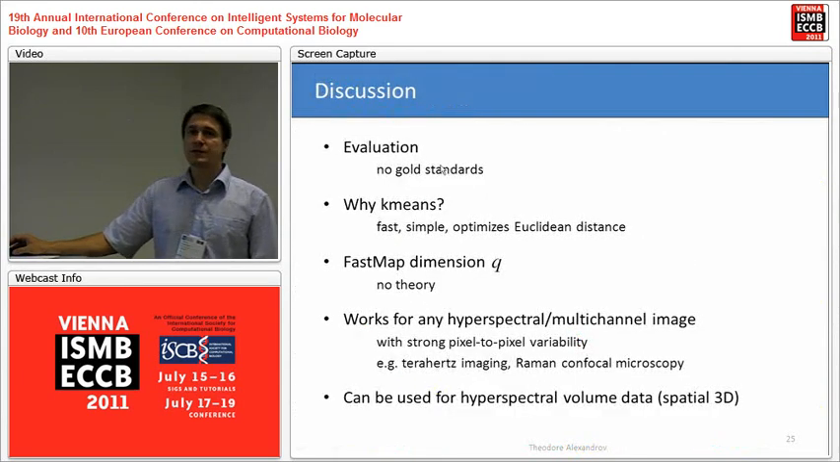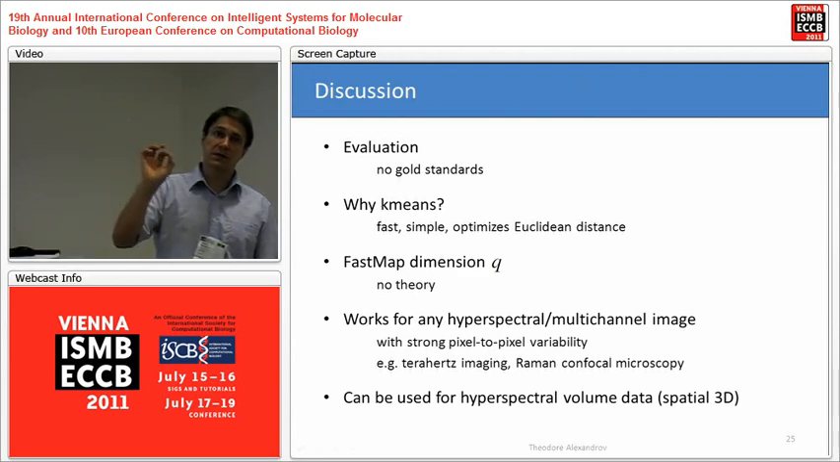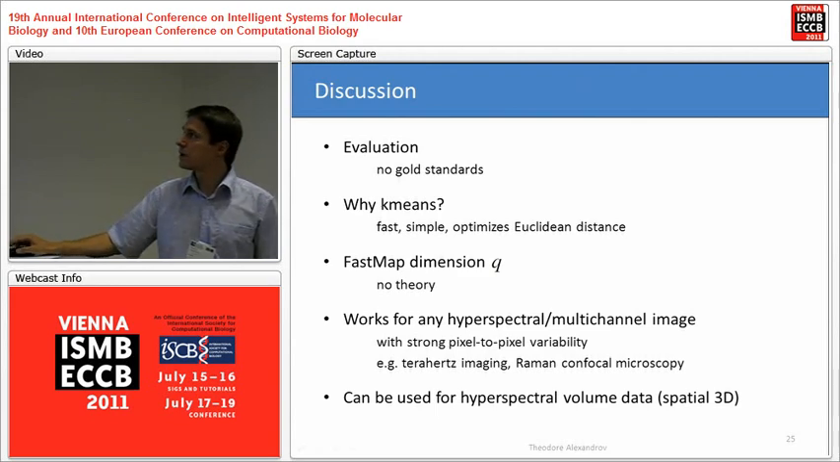Discussion. First of all, evaluation is complicated. I appreciate that you like my segmentation method, but it's a really hard issue here. So why k-means? Because it's fast, simple, and so on. We can use it for multi-channel images, for example, Raman confocal microscopy. And what is even more interesting, we can use it for hyperspectral volume data. That means not for a pixel, but for a voxel, we have a spectrum.